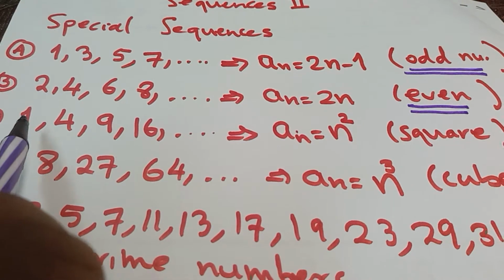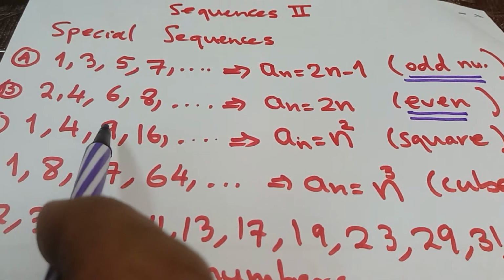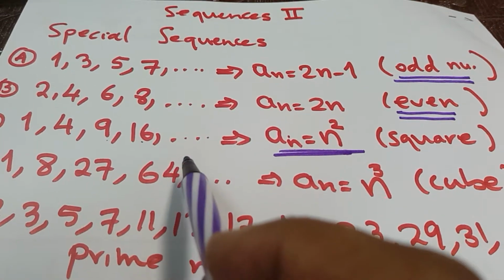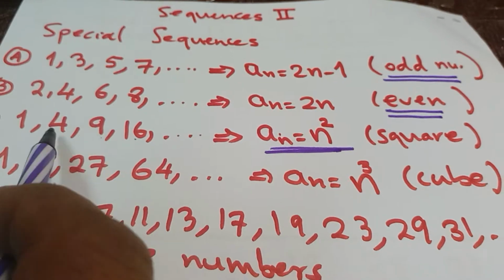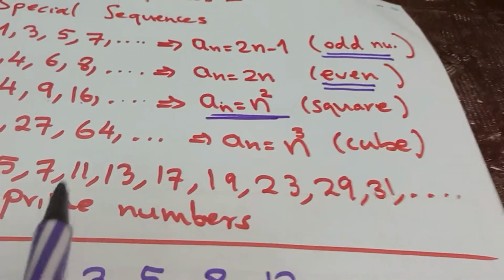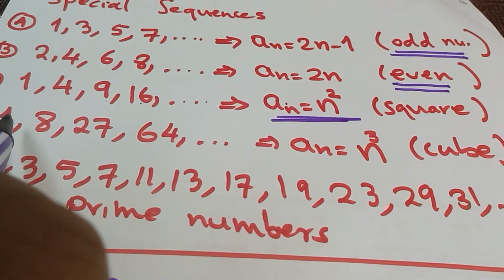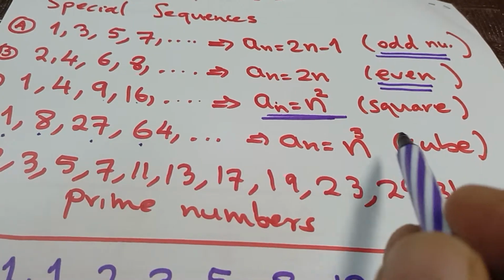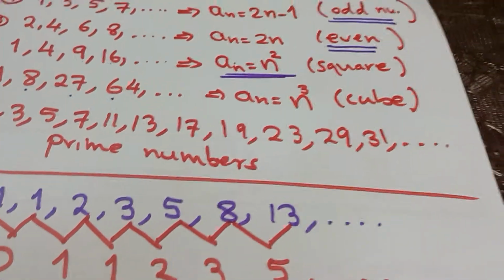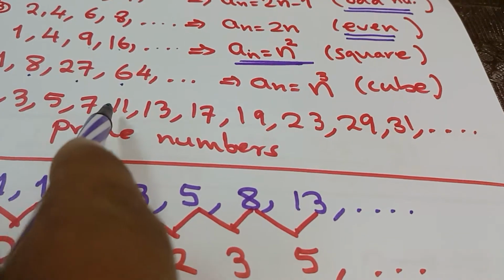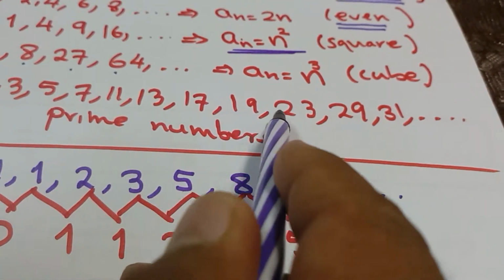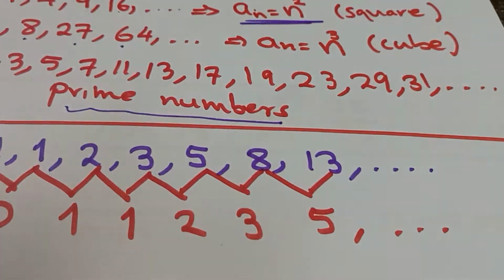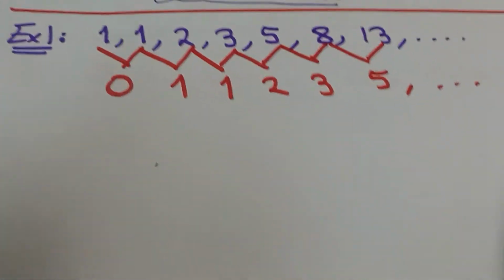And here is 1 square, 2 square, 3 square, 4 square. So this is the square numbers. And this is not arithmetic, because if you divide, this is 4, this is again something else, and so on. Okay, and here is the cubic numbers: 1 cube, 2 cube, 3 cube, 4 cube. So this is cubic numbers. Finally, here is 2, 3, 5, 7, 11, 13, 17, 19, 23, 29, 31. If you remember, this is just prime numbers. So this is again not an arithmetic sequence.